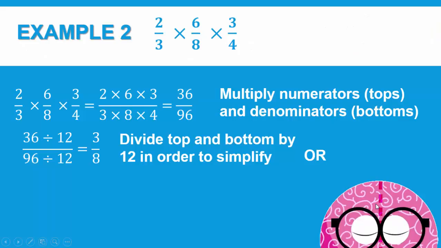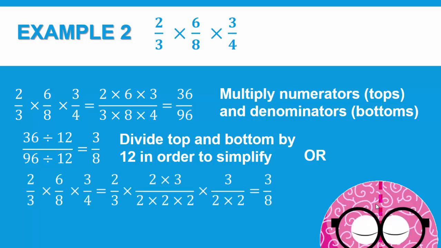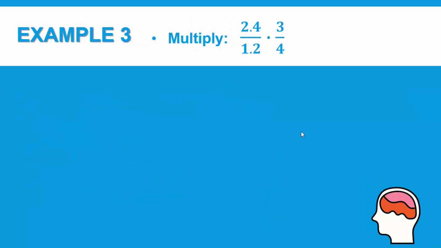Returning to our PowerPoint, we review what we just did on the whiteboard. So here we have 2 over 3 times 6 over 8 times 3 over 4, and then we break it into its fundamental parts, and notice how the 2's and the 3's cancel out to give us in the end 3 over 8.